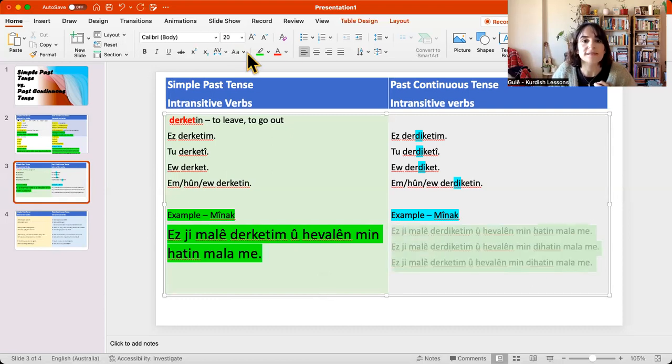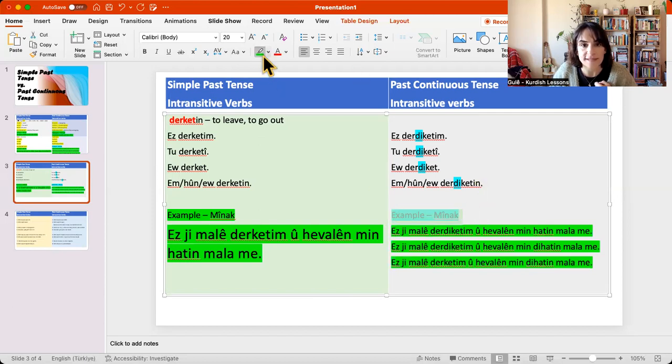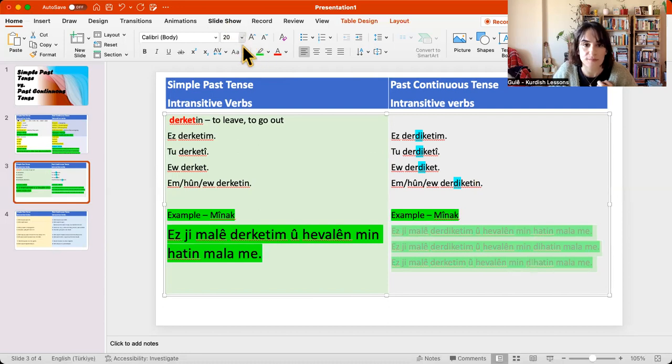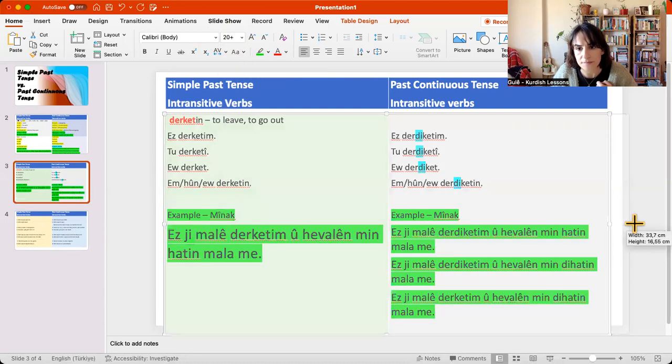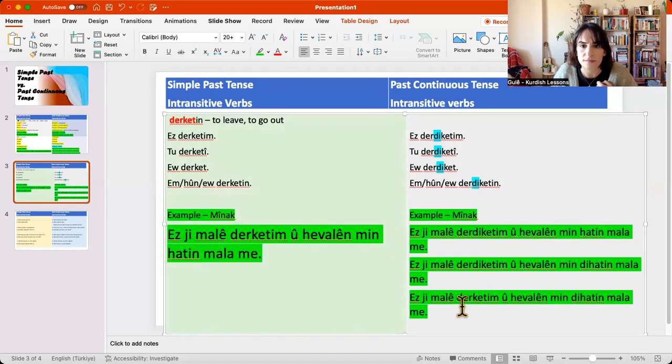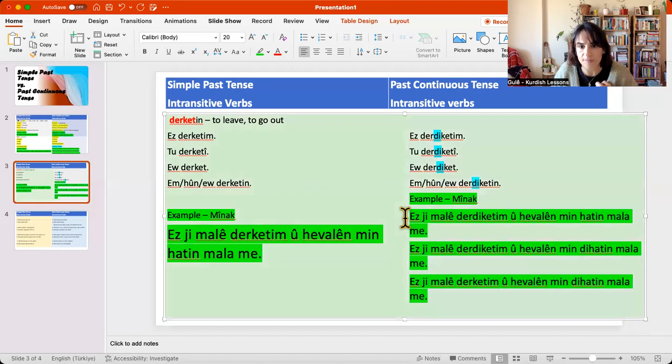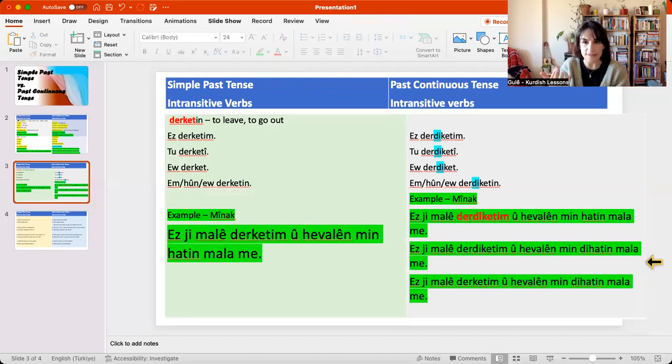Now let's have a look at these versions. Same sentence but with different tense, like with continuous. The first example, it's past continuous. It means I was leaving the house. So maybe I was just closing the door. I was leaving the house, and I saw my friends come to our place when I was in front of the door, when I was leaving.